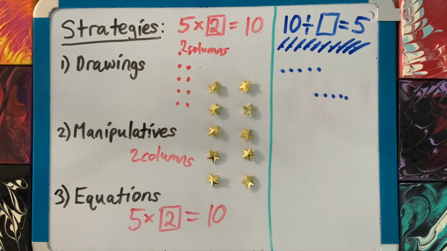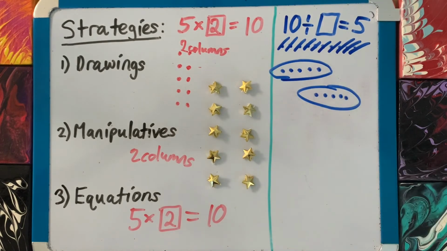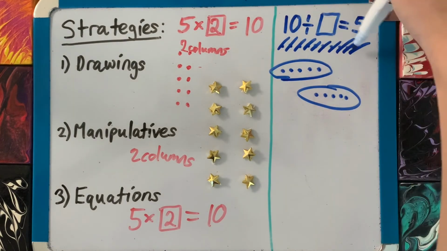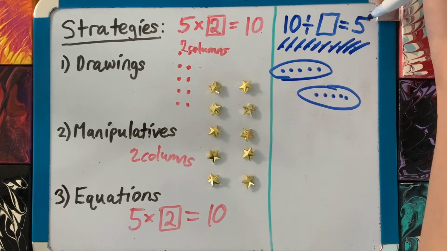So how many groups do we have total? If you said 2, you are correct. We have one group here and the second group here. And let's double check to make sure we're on the right track. So we have a total of 10 dots. Those were our 10 right here. We divided them into a certain number of groups such that there were 5 in each group.